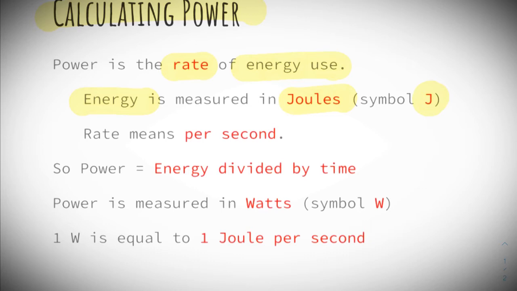And when you do a rate, think of it as meaning per unit of time. So in this case, per second, right? And when we have a formula for power, it's how much energy is being used divided by the time that the device is working, right? So watts is the unit of power, and we use W for the symbol, right? And when you break down what a watt is, it's equal to 1 joule per second.